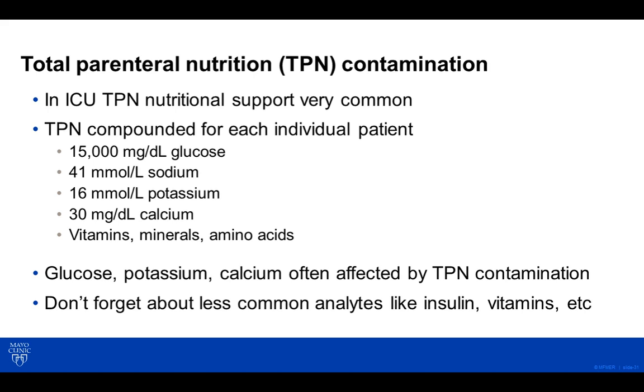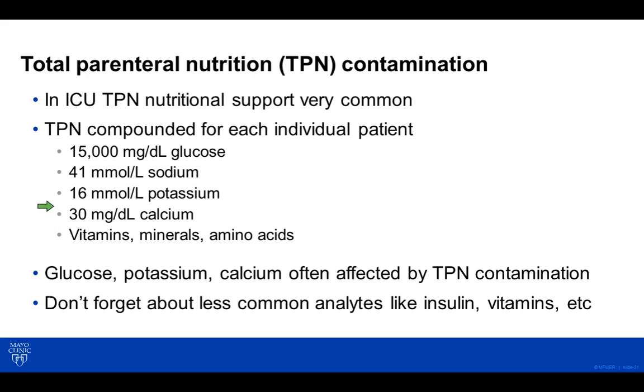This is not going to be universal, but this particular TPN was compounded for a patient, had astronomically high glucose, 15,000 milligrams per deciliter glucose, very low sodium, so again, you wouldn't expect TPN to falsely increase sodium, it should decrease it, but very high potassium. You can see normal potassium where you have to 4 or 5, 16 millimolar potassium, and then this astronomical glucose, extremely high calcium.